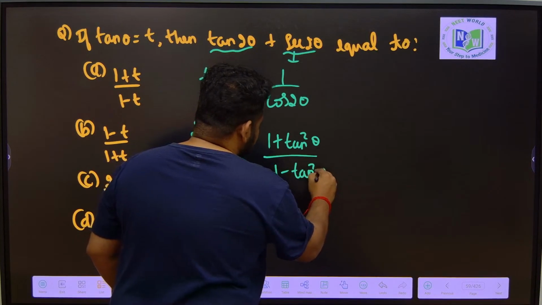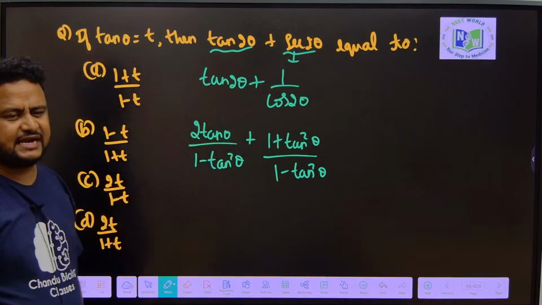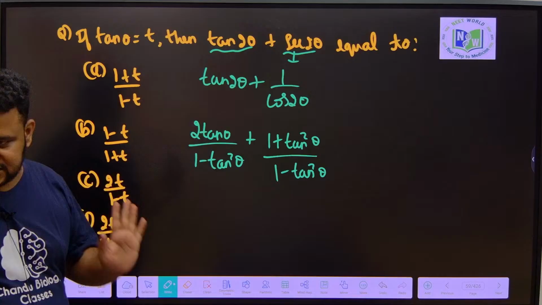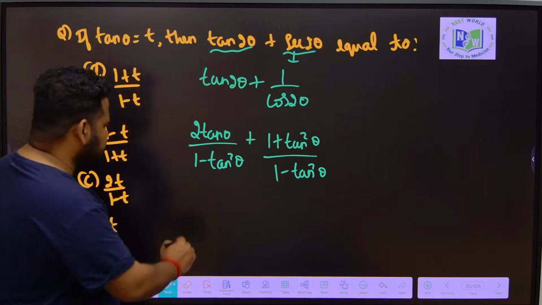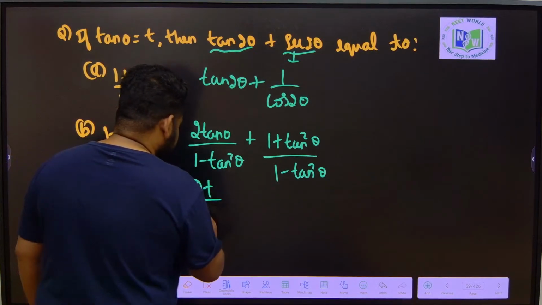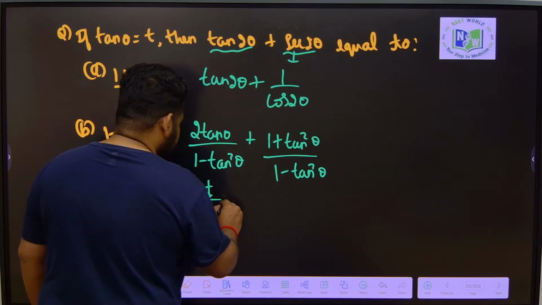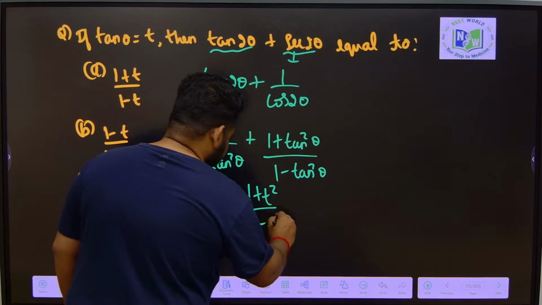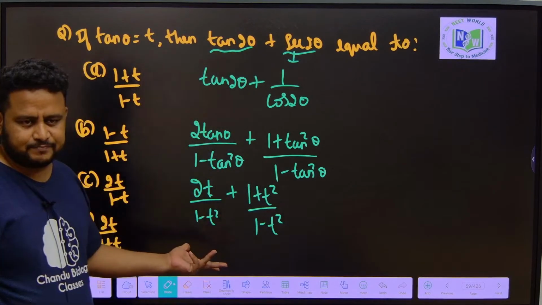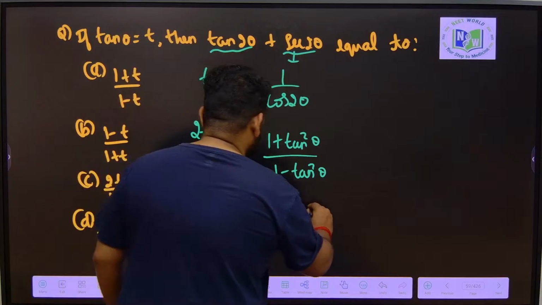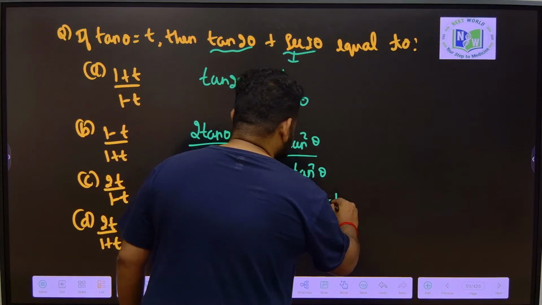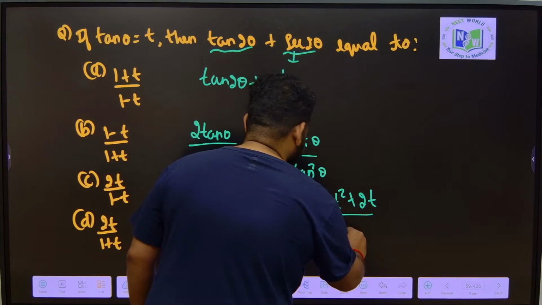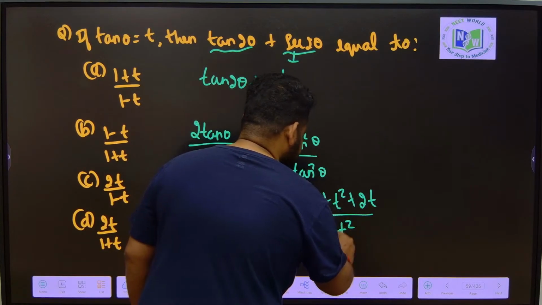Correct? Okay. But everywhere I need not write tan, because they have given tan theta is equal to t. So wherever tan is there, I will write just t. This will become 2t by 1 minus t square, plus (1 plus t square) by (1 minus t square). Denominator is same. So I can write this as (1 plus t square plus 2t) divided by (1 minus t square), correct now?